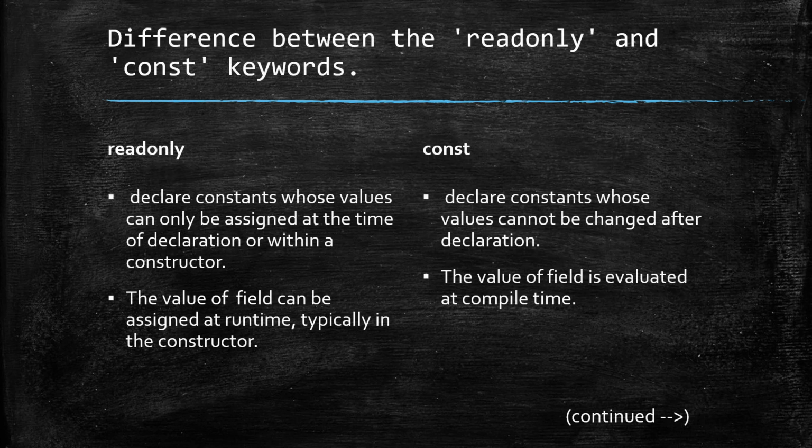Difference between the readonly and const keywords. Readonly declares constants whose values can only be assigned at the time of declaration or within a constructor. Const declares constants whose values cannot be changed after declaration. For readonly, the value of the field can be assigned at runtime, typically in the constructor. For const, the value of the field is evaluated at compile time.